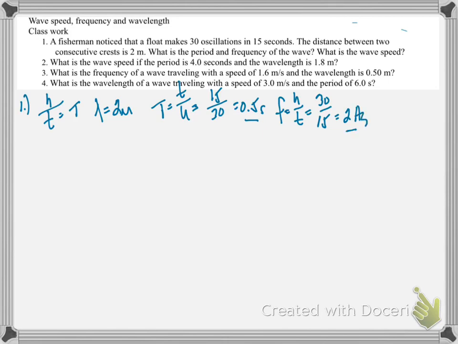What's the wave speed? Wave speed is equal to lambda f. Lambda, they told us, was 2. That's the distance between two consecutive crests. And the frequency, we figured, was 2. So 2 times 2 is 4 meters per second.